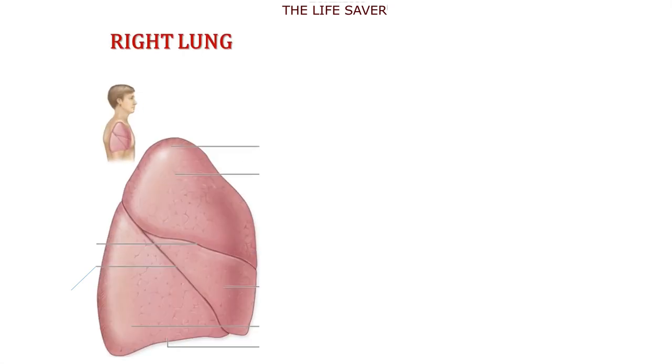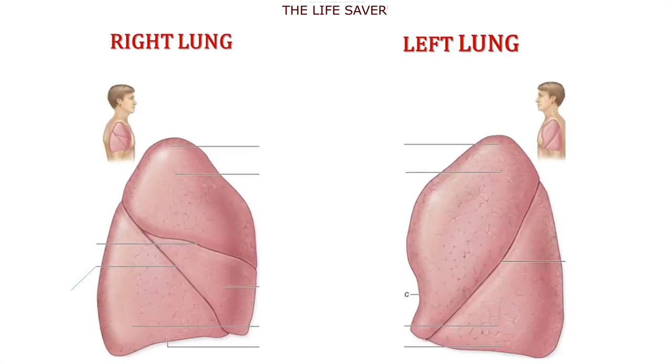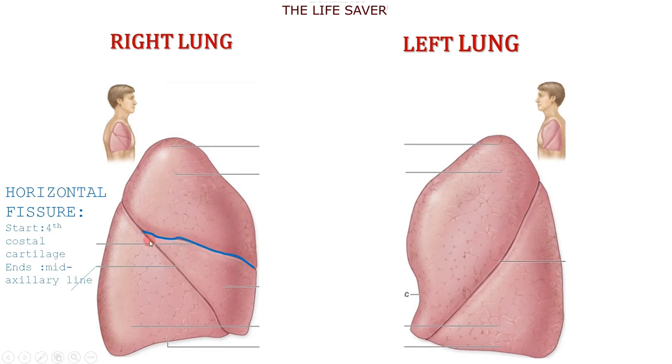The topic which we are going to discuss today is the anatomy of the lungs. As we have in our body a pair of lungs, the right lung and the left lung. The right lung consists of two fissures: one is the horizontal fissure, the other one is the oblique fissure. The horizontal fissure starts at the level of the fourth costal cartilage and it ends at the mid-axillary line by joining with that of the oblique fissure.